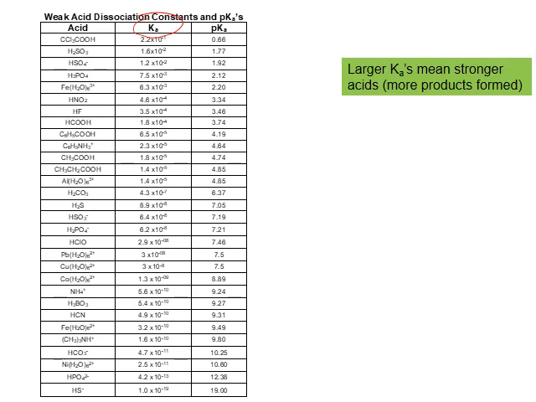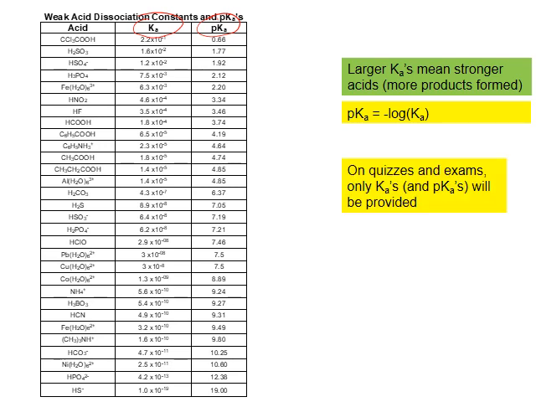Acids with a larger Ka will produce more hydronium ions than acids with a smaller Ka. We also need to define a new term, pKa. pKa is defined as the negative log of the Ka value. So the larger the Ka, the smaller the pKa. pKa values are useful for buffer calculations, as we'll see in a later section of the chapter. Please note that on quizzes and exams, only Kas and pKas will be provided.